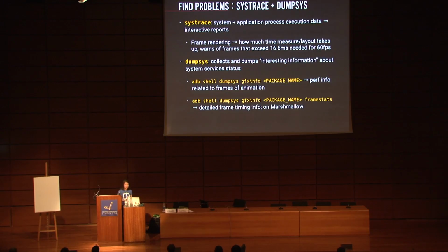So another tool that you can use is dumpsys. And dumpsys basically collects and spits out a bunch of interesting information, as the documentation says, about different system services. There's some very specific information that you can get on how frames are rendering using dumpsys and the gfxinfo, the graphics info argument. You can get some performance information related to the animation of the frames. And if you use a new argument called framestats, which has been available since Marshmallow, you can get really specific timing info, like when does this layout phase start, when does that layout phase end. You get this really detailed information. So if you are looking for that level of detail, you should definitely look at dumpsys.